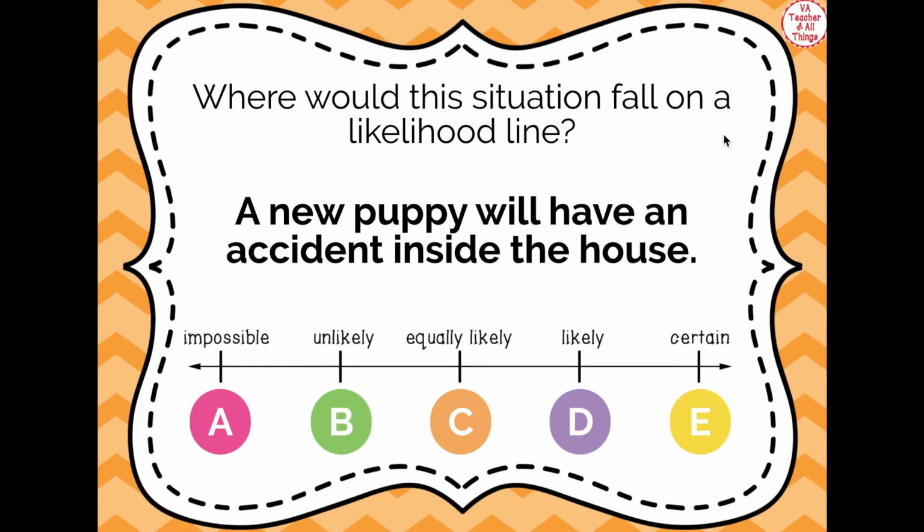Okay, where would the situation fall on a likelihood line? A new puppy will have an accident inside the house. All right, well, it's not impossible because it could always happen, and more than likely it'll probably happen. It's not absolutely certain because you might get a puppy that somehow knows how to go to the bathroom outside, but it is pretty likely that he's going to have an accident inside the house, just like my puppy Max did.